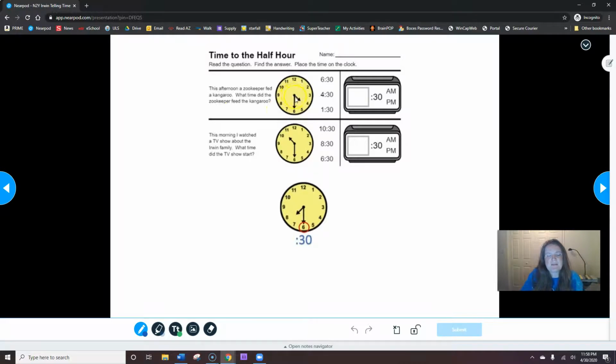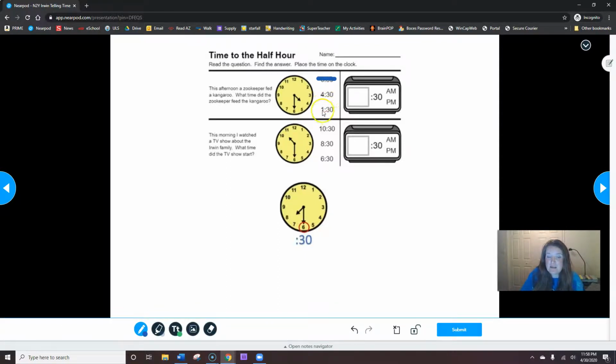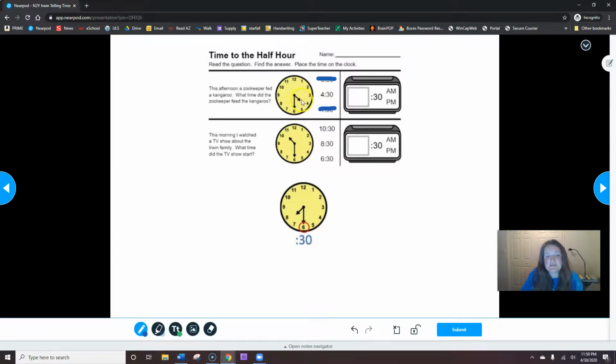Okay, so first we look at the little hand. The little hand is pointing between the 4 and the 5. It didn't get to 5 yet, so it's still 4 something. Not 6:30, 4:30 it could be, not 1:30. This little hand here shows us 4 something, so here's 4:30.